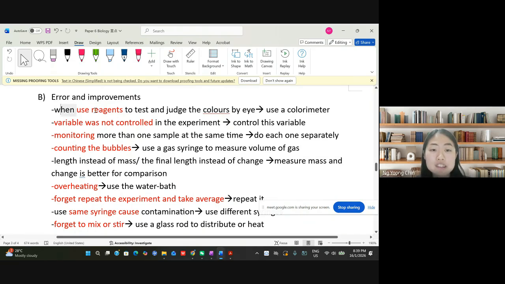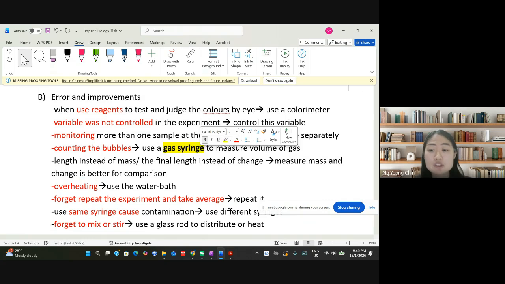If you use reagents to test and judge color by eye, you use a colorimeter. If the variable was not controlled in the experiment, control these variables. And then monitor more than 1 sample at the same time, instead of doing each one separately. So this is how you improve your previous procedure. If you're counting bubbles, it's better for you to use a gas syringe. A gas syringe is a more accurate way to measure the volume of gas.